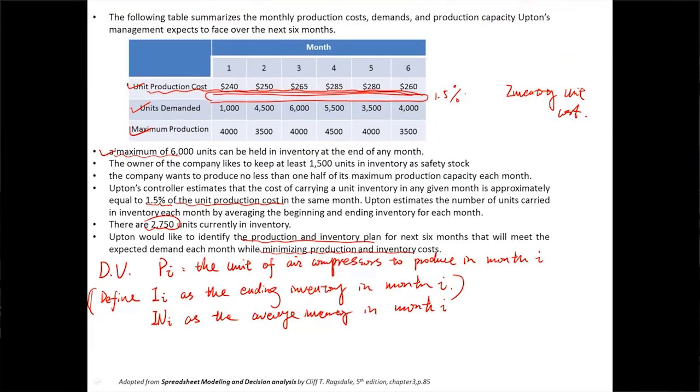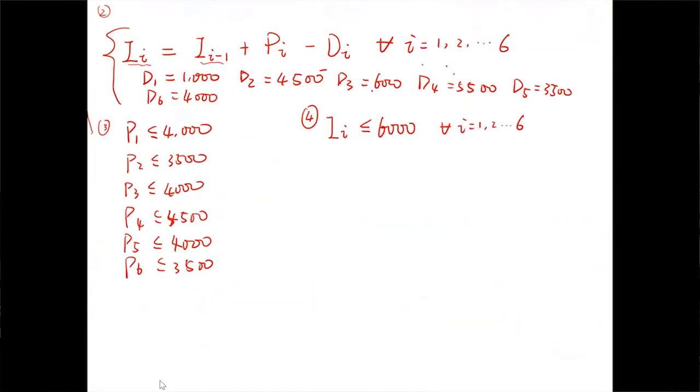Okay, check. We have to keep at least 1,500 unit inventory as safety stock. So besides this less than or equal to, we also need a greater than or equal to. The fifth one is I also needs to be greater than or equal to 1500 for all I.